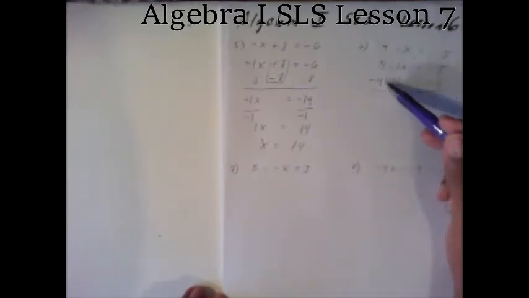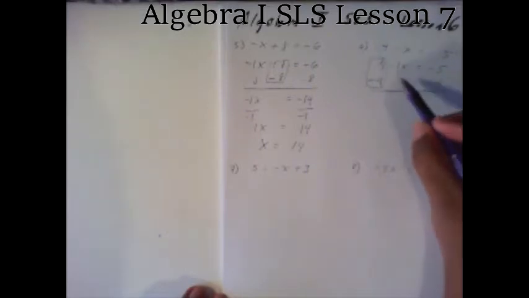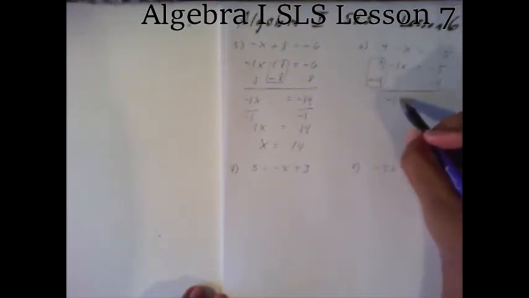Okay, so the 4's will cancel. The negative 1x comes down, and the equals comes down, and here we have the same sign. So same signs will add. So 5 and 4 make 9, and the bigger sign is negative 5, so that'll be negative 9.